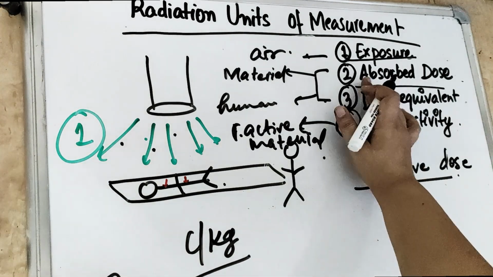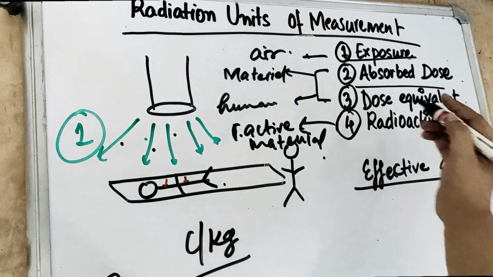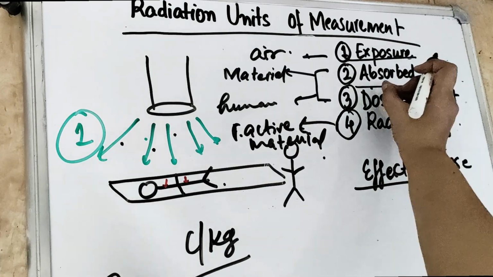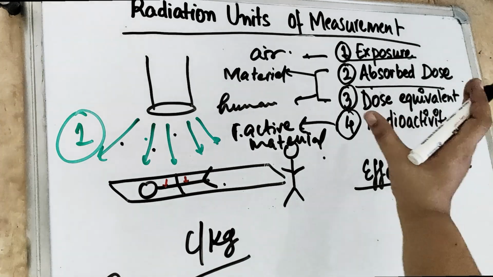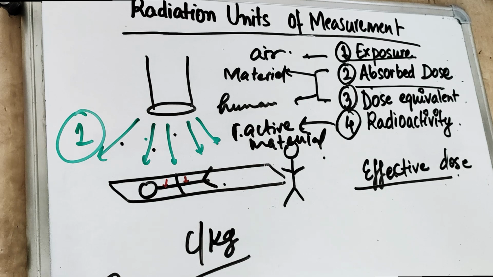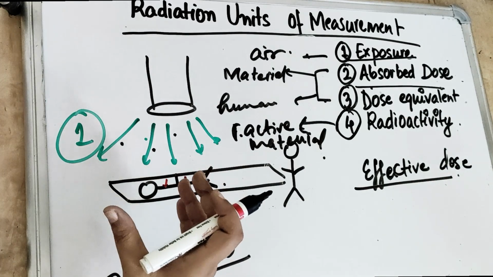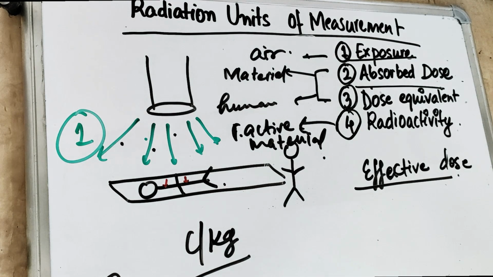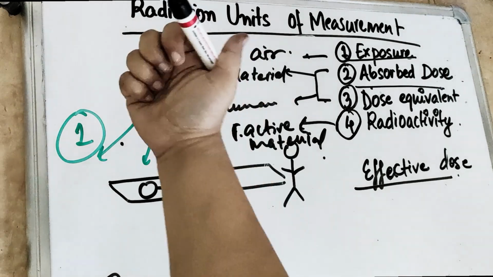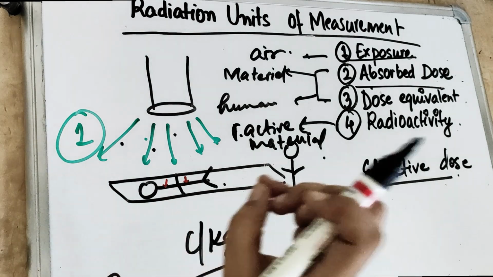Coming to the second one, the absorbed dose. You don't have to mug up any of this. Absorbed dose means the dose which is absorbed by a material. If you see the definition of the absorbed dose, it is the measure of the energy which is given by any type of ionizing radiation to a mass of any type of matter. So that is the dose which is taken up. This is a measure of the energy taken up by any substance, by any mass.